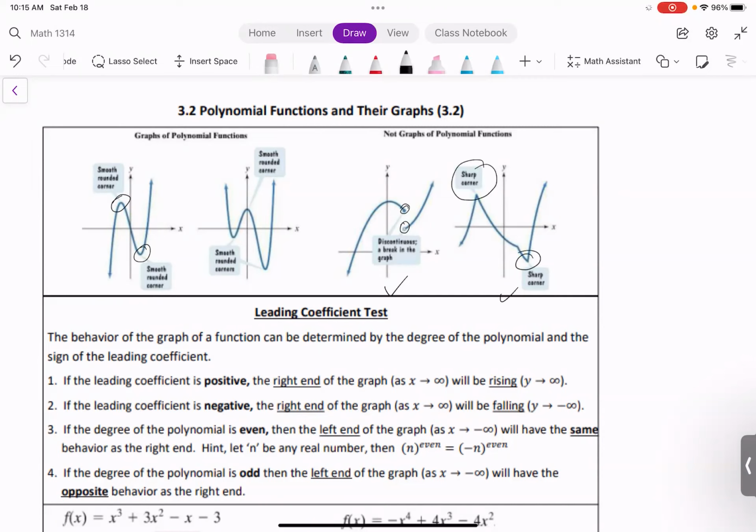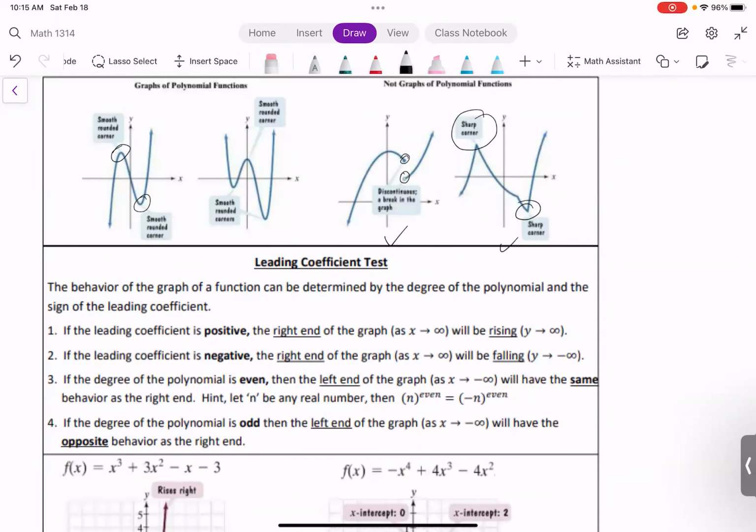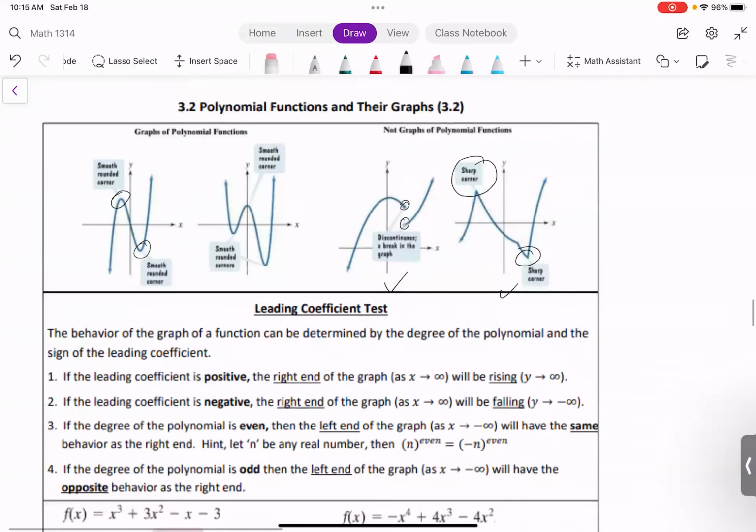How to graph the function? First, let's decide the behavior of the two sides. What's the meaning of behavior? Look at the second graph here, the left and the right end. The right end is all the way going up. And then the left end is also all the way going up. Let's decide how to find whether the right side and left side are going up or down.